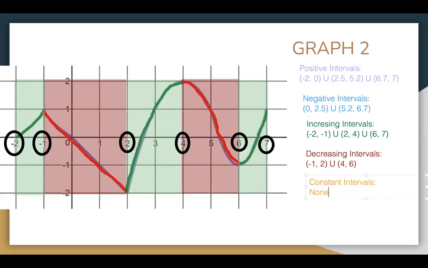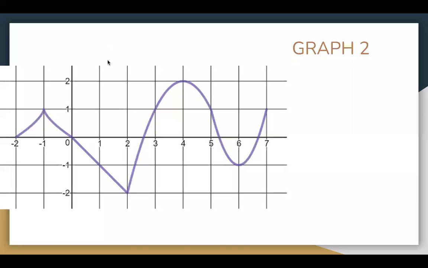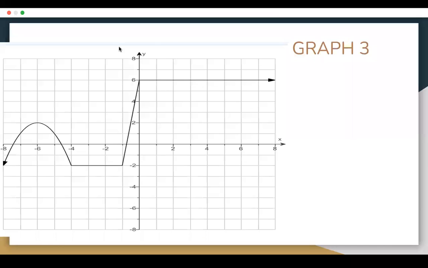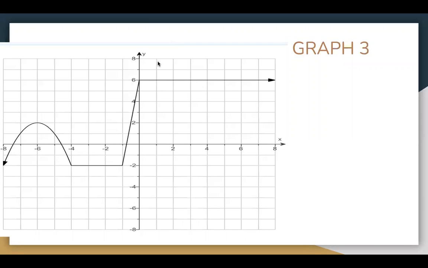Let's take a look at graph number 3 now. So this one's a little bit different because we have those arrows at the end. So we're going to be cautious of those when we do our intervals. So first, the pieces above the axis are positive pieces. It is positive from here to here. And from about here, I need to fix that, to the very end.